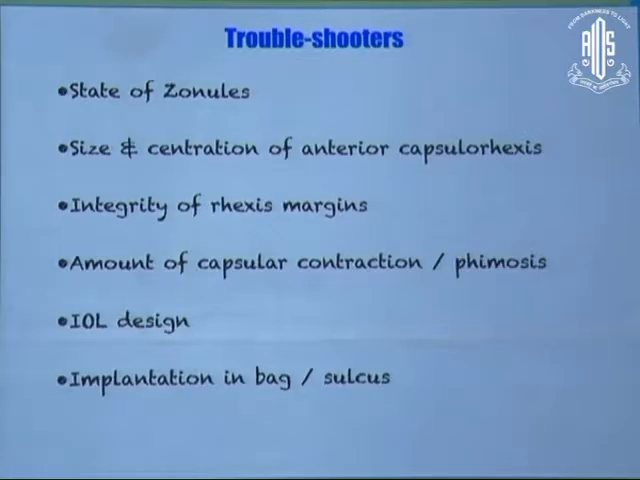That's because of the centration of the IOL, which depends on the state of the zonules, size of the rhexis, integrity of the rhexis margin, amount of capsular contraction or phimosis which happens over a gradual duration, the design of the IOL, and implantation, whether it's in the bag or in the sulcus.